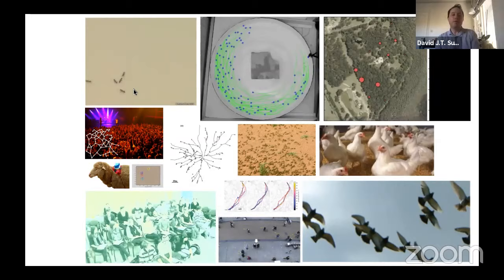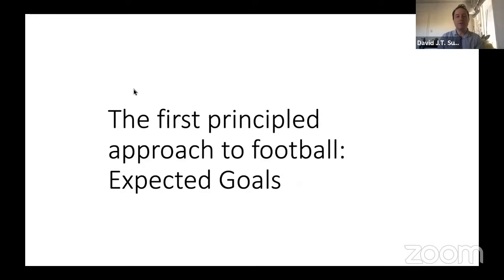Okay, what I want to do now is take a little bit of a step back and think about the first principled approach to football, because I think one of the models that came up first in football is a model called expected goals. The spatial principles I talked about underlie the methods in which expected goals was developed, and underlie a lot of how we model things from a collective behavior perspective. So I'm going to start by going through what I think is the theory of expected goals.